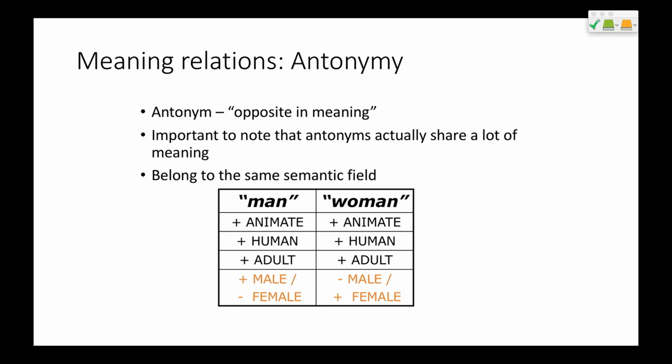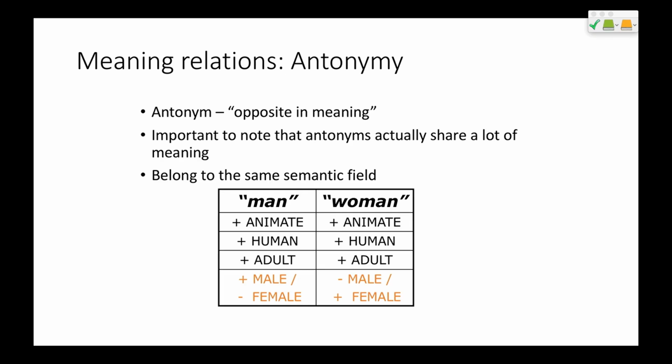And we have to note that antonyms actually share an awful lot of information, a lot of meaning. They have to belong to the same semantic field, for instance, and there has to be some kind of logical reason for them to be opposites or to be antonyms, in fact. So, for instance, we could have man and woman. They're both animate, they're both human, they're both adults, but one is female and one is male.